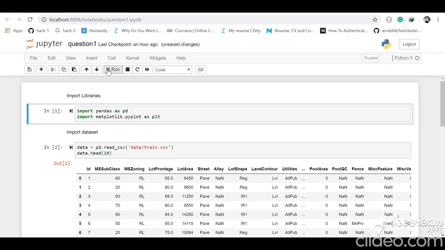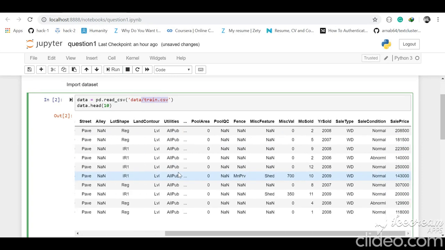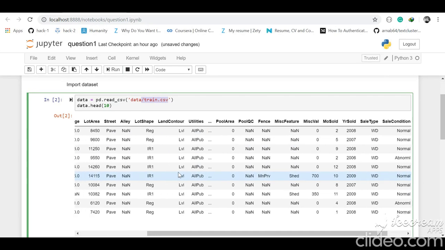So first thing is we have to import the library, where the pandas library is used to make the CSV file into a pandas data frame, which is easy to do operations on. Next one is to import the dataset. So we use the dataset provided. This dataset has several columns like sales price, sales condition, sale type, etc.